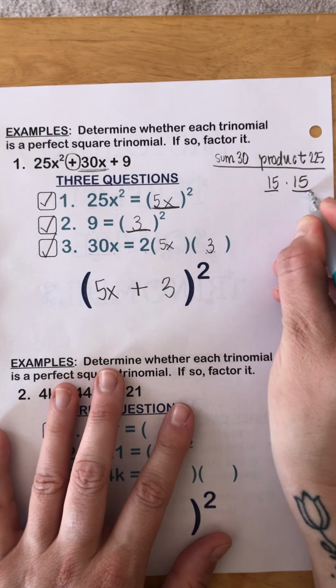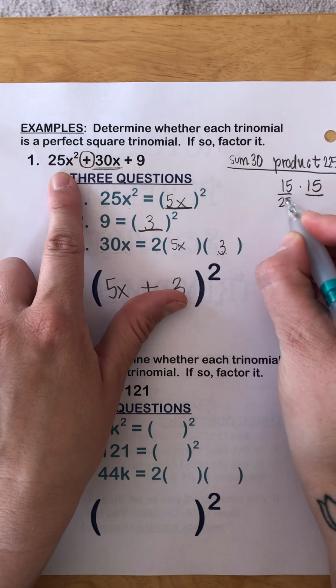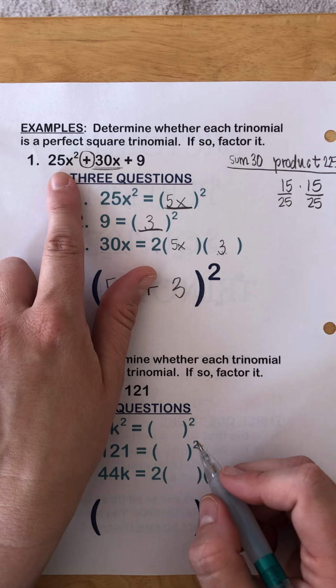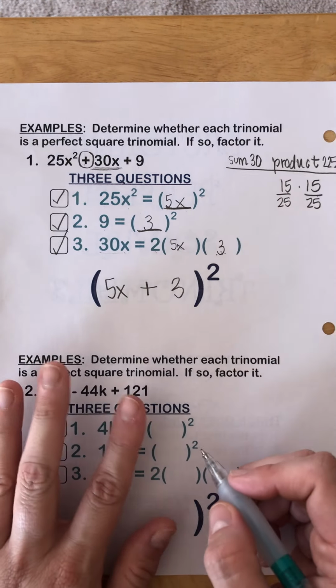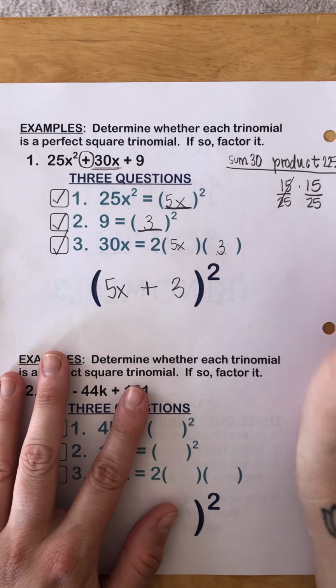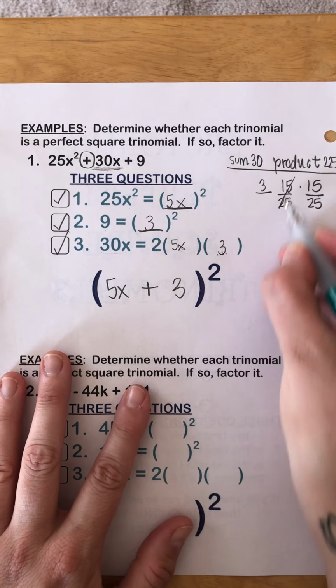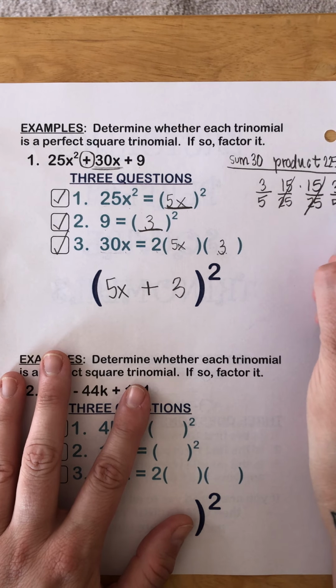Then I would put both of those numbers over the leading coefficient, which is 25. And remember, this step is the most important. It says reduce if possible. Well, both of these numbers end in 5. That means they're divisible by 5. So 15 divided by 5 is 3. 25 divided by 5 is 5. Guess what? That's the same fraction. It's going to reduce the same way.